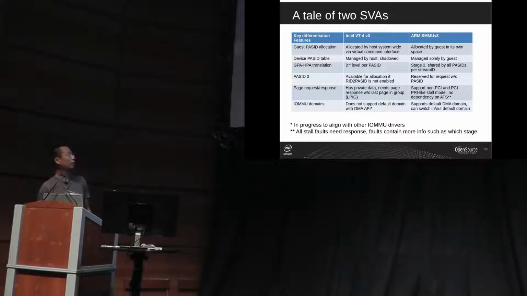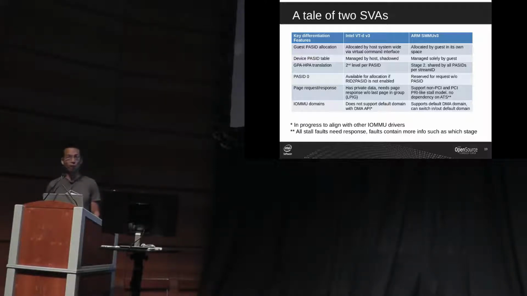And the PASID, the HPA to GPA, the second level translation, we have a per PASID base, like Kevin mentioned, in the scalable IOV mode, whereas the SMU is basically per device and per stream ID, and all the context descriptors share the same PASID second level. So PASID 0 has a special meaning for SMMU that's used for requests without PASID, where in VTD we have a little bit more flexibility.